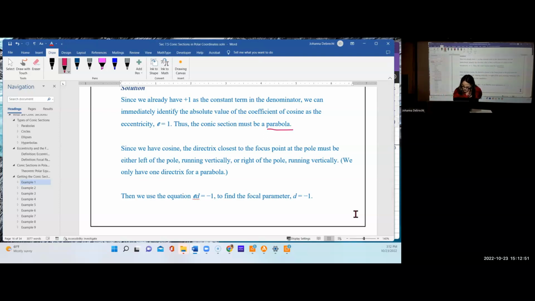So what I have so far in my image, if I draw it out here, is the focus located here at the pole. It's cosine, so I know that it is opening either left or right. The directrix is to the left of the pole because the combination of signs was negative, and this is the directrix. Now, based on our knowledge of parabolas, where is the vertex? The vertex is the center of the parabola. The vertex is going to be exactly halfway between the focus and the directrix line.